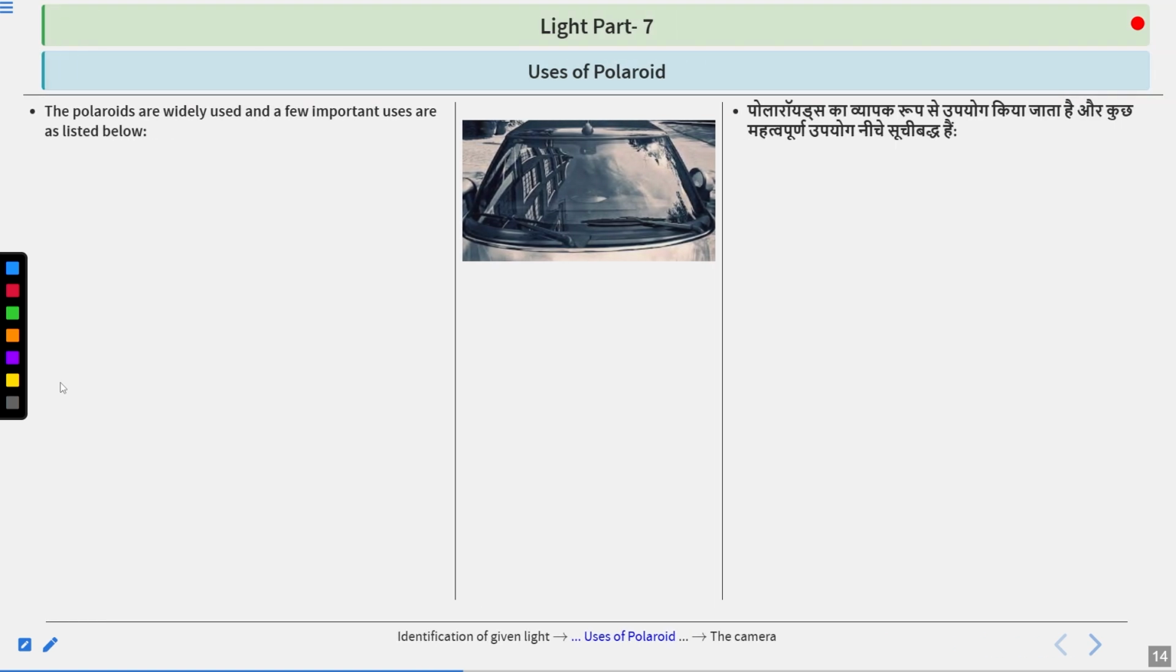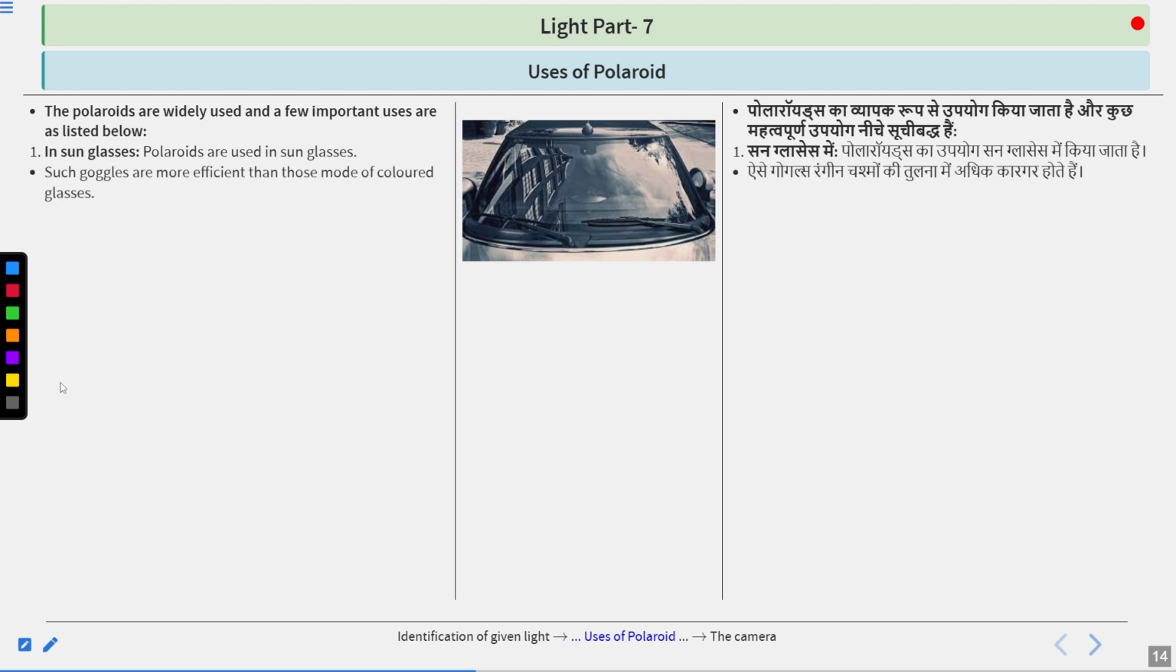Now, what are the uses of Polaroid? So the Polaroids are widely used, and a few important uses are listed below. In sunglasses, Polaroids are used. Such goggles are more efficient than those made of colored glasses. They protect the eyes from the glare.